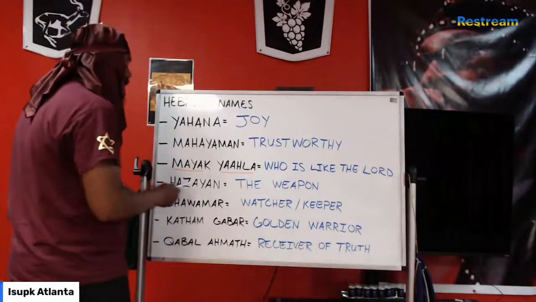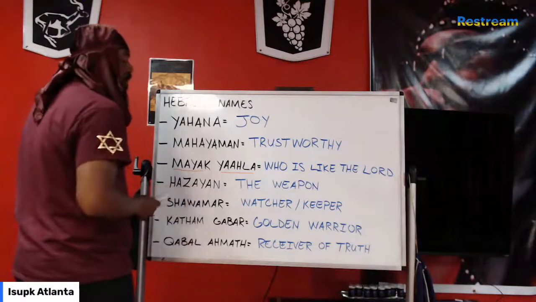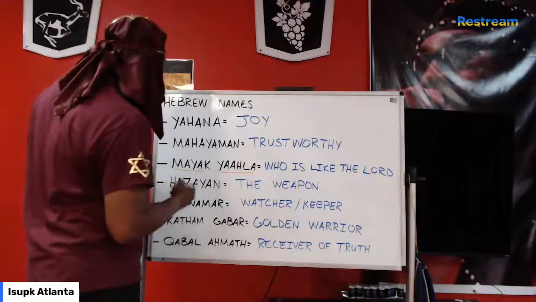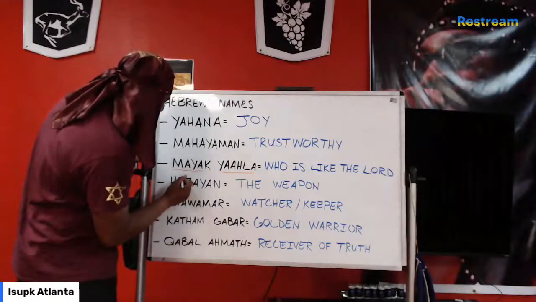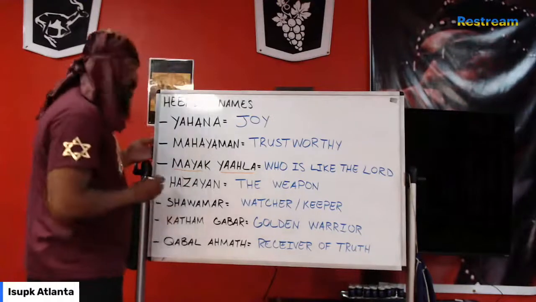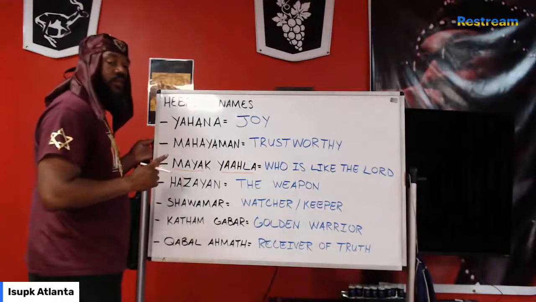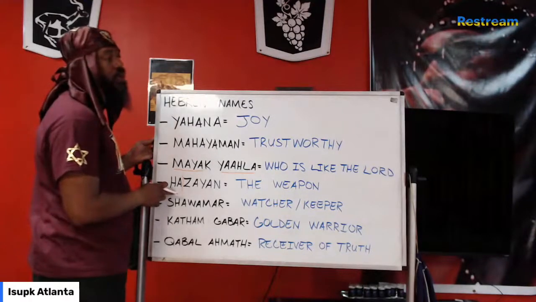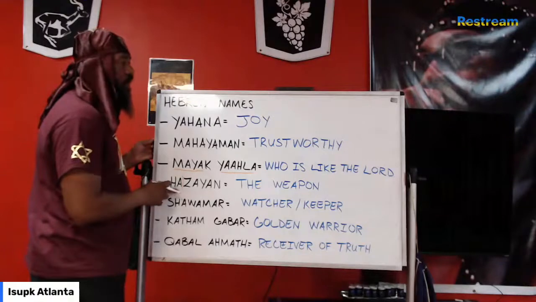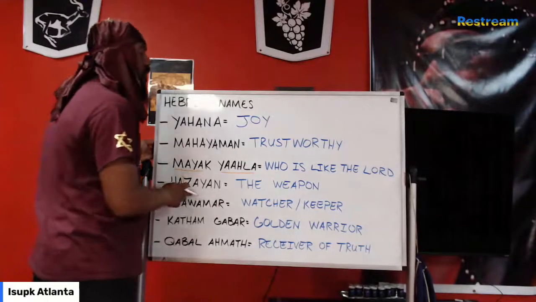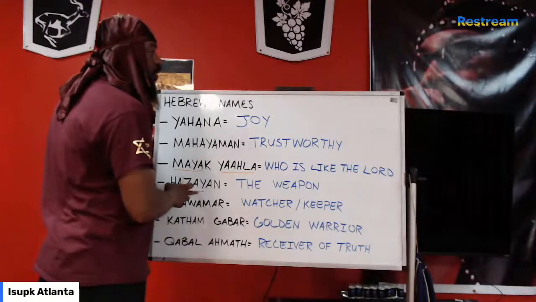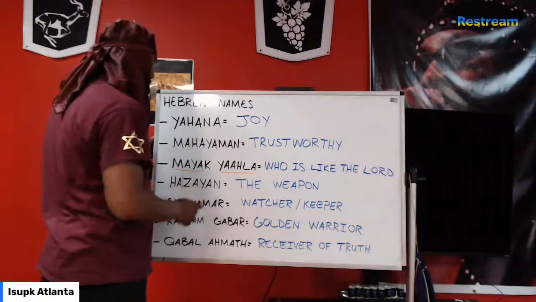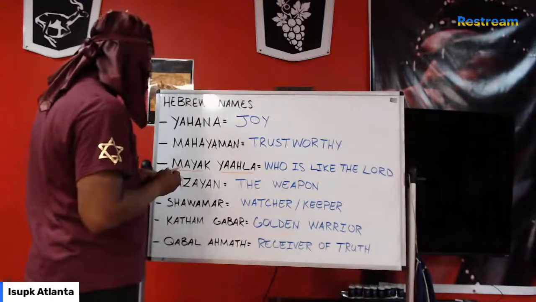Then we have, look at this, Hazayan, which means the weapon. Now, if you read in the text, if you see this, it may be broken up, right? But remember, we went over our possessives. We went over our prepositions, right? What did ha mean? The, correct? So ha means the, and guess what? If you look it up, Zion is weapon. You understand?